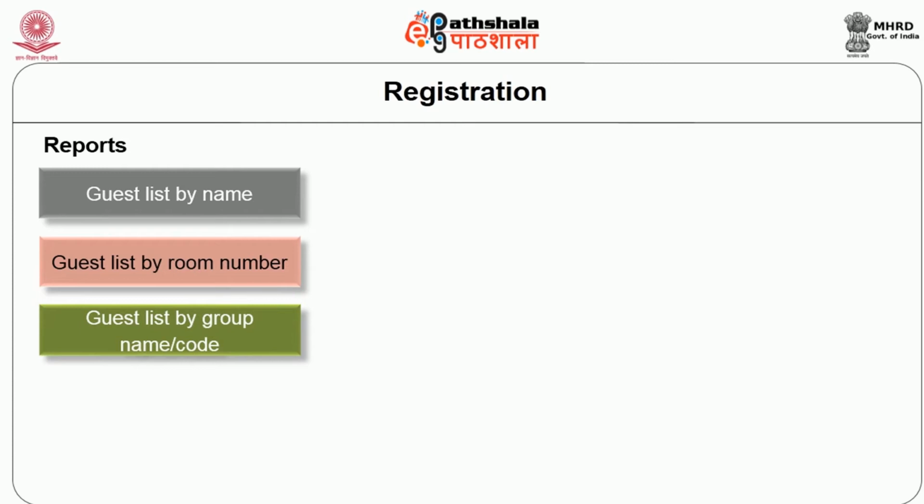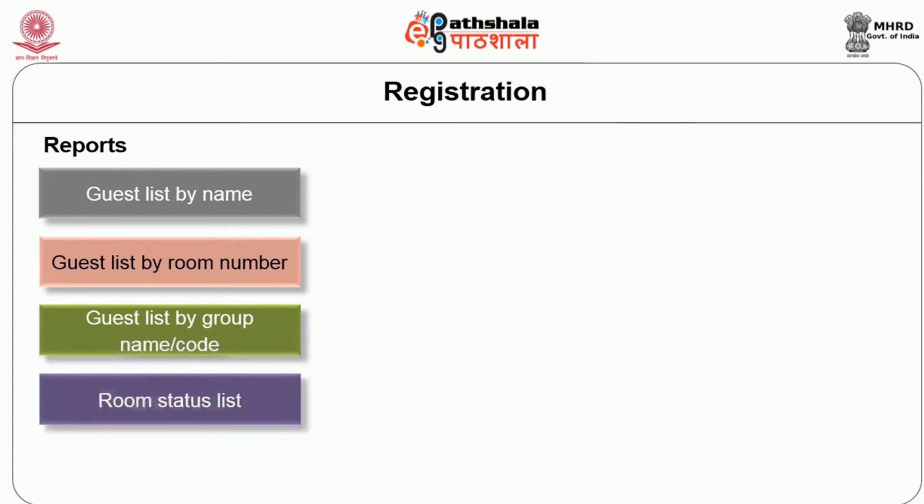In case it is a group booking or any special persons or anything like that, here again one more column or one more thing is added, where the code and the group name is given, which has been got from the agency or from the personal person itself. Next is the room status list.